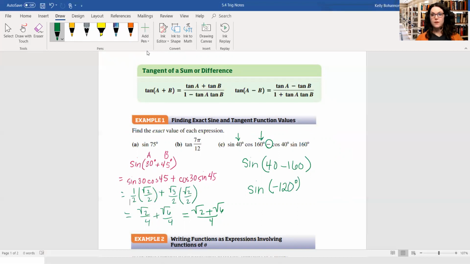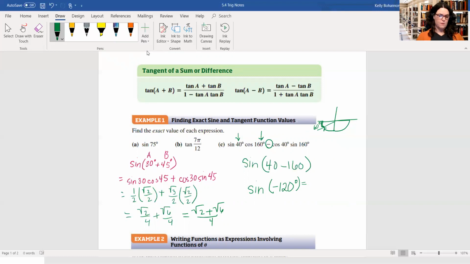And so then I just have to think, do I know what the sine of negative 120 is on the unit circle? So this would be negative 90 plus an additional 30 degrees from there. And do I know what that is? So that would make my reference angle 60. So whatever my ordered pair is at 60, those are going to be my values.